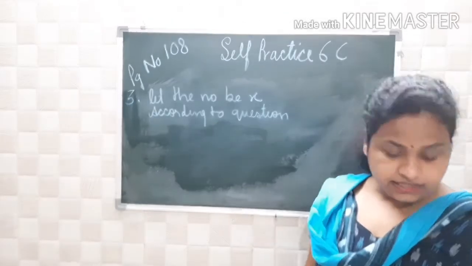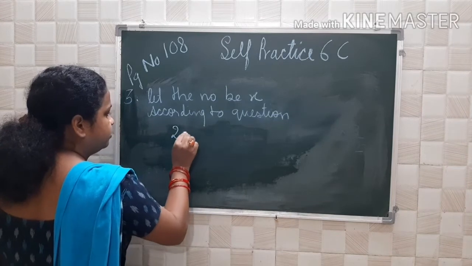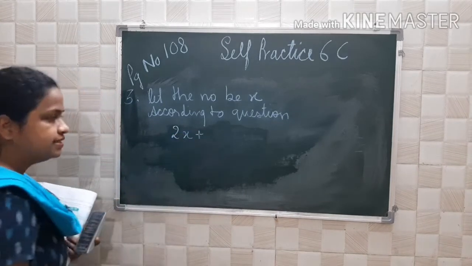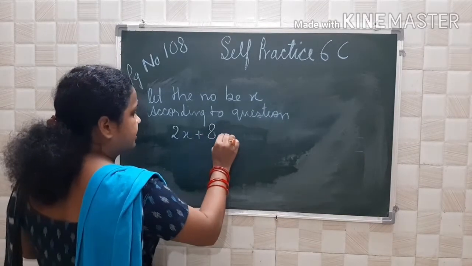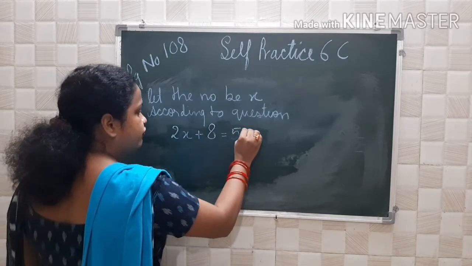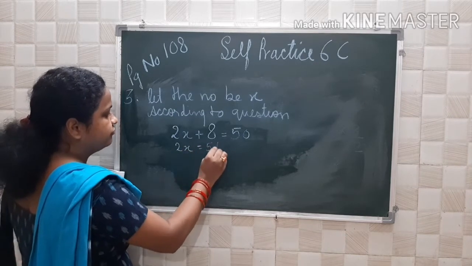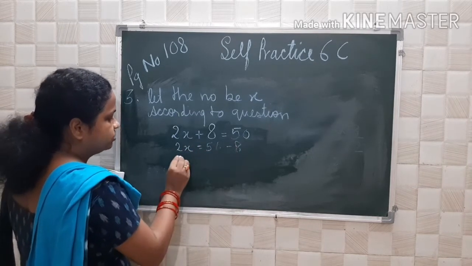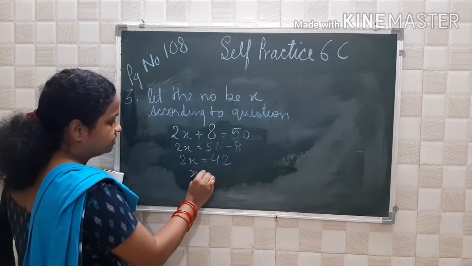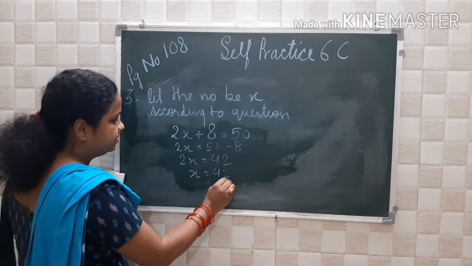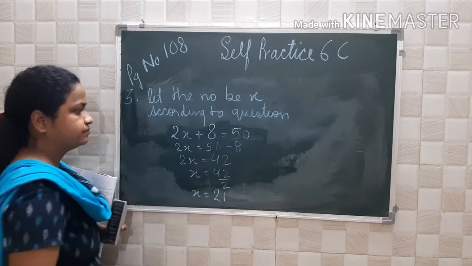A number is multiplied by 2, that means 2x, plus what is added to it? 8, and the answer is equal to 50. So what will you get? 2x is equal to 50 minus 8. So 2x is equal to 42 and x is equal to 42 by 2. X is equal to 21.